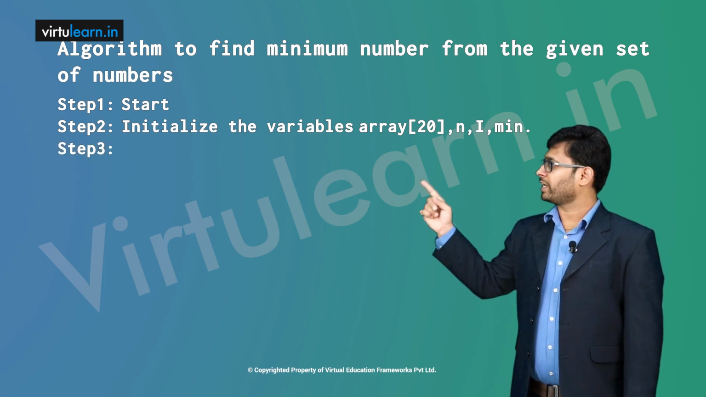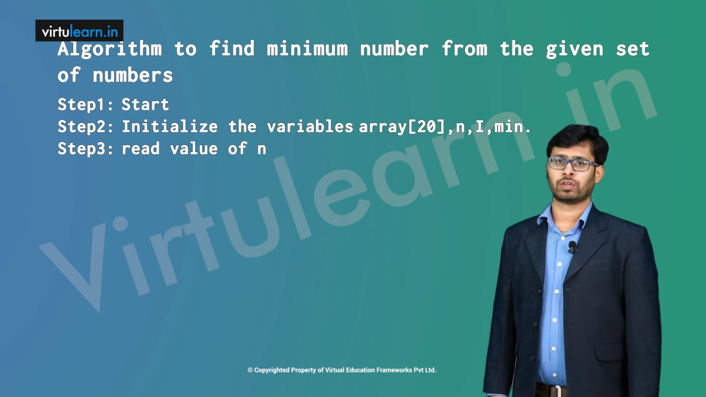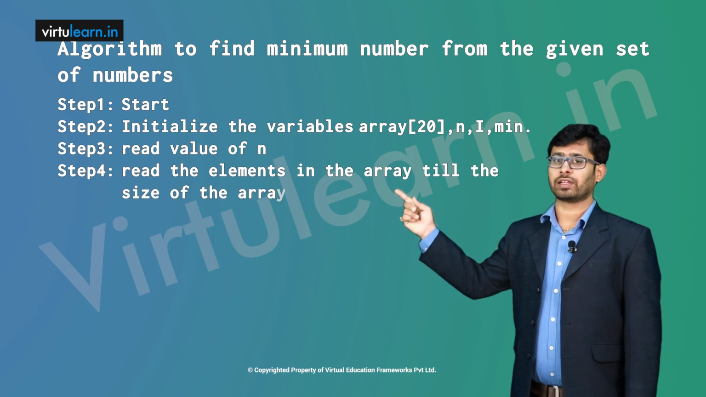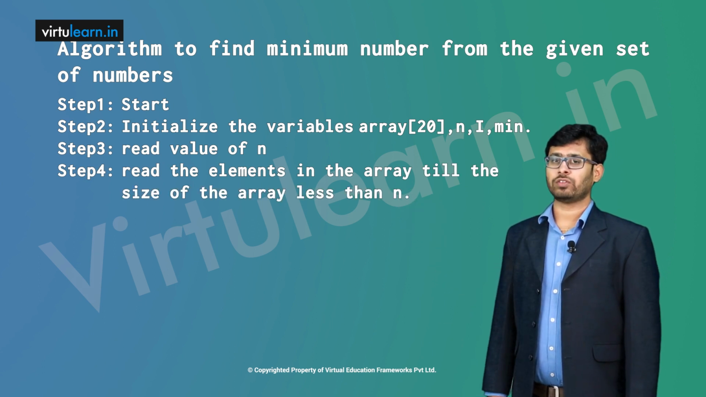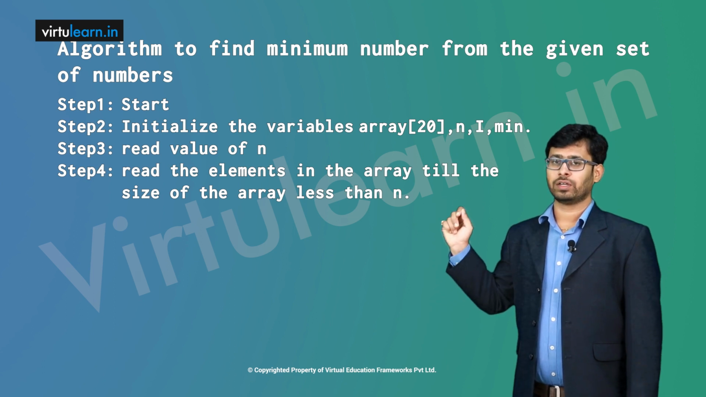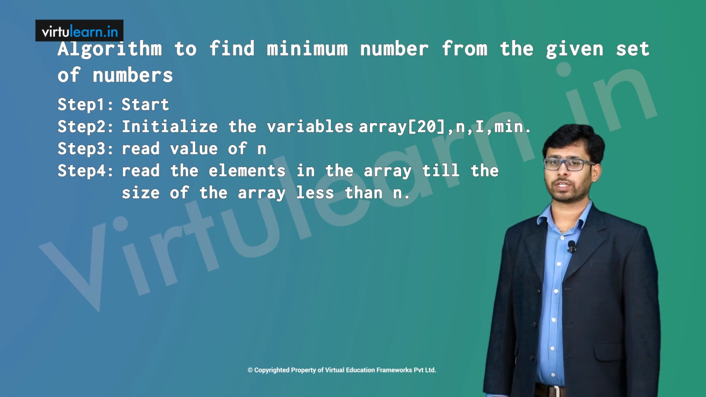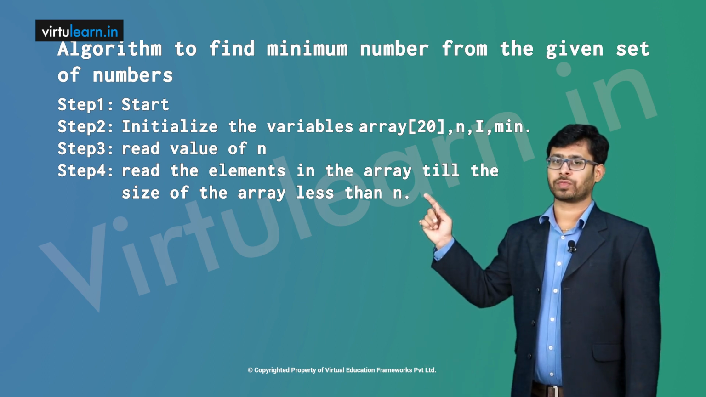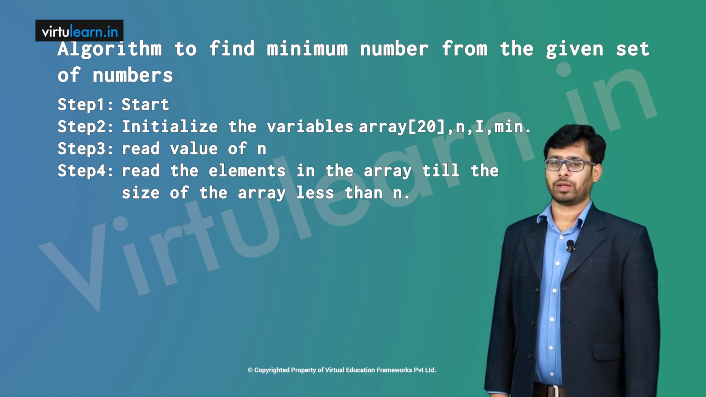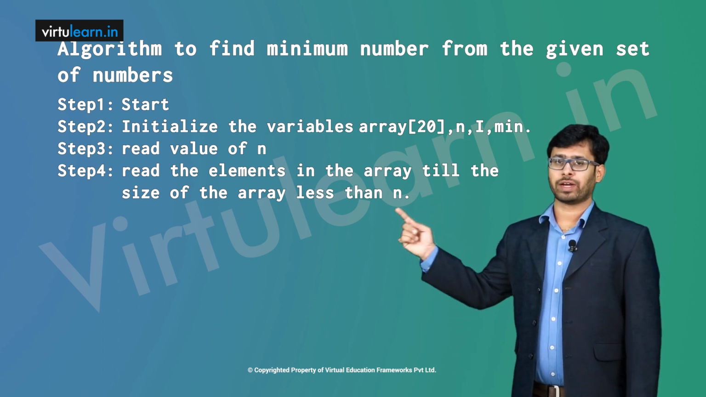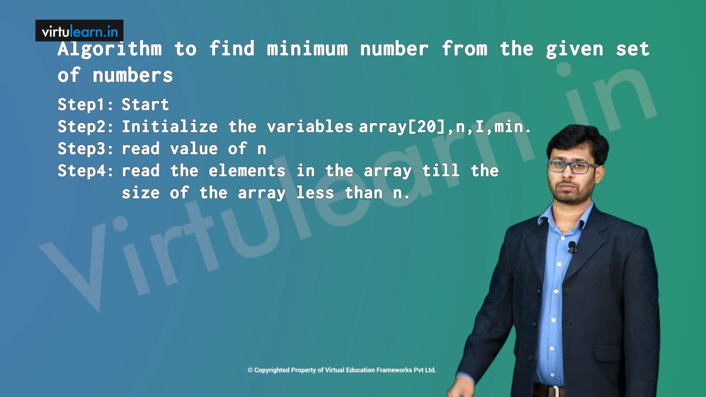Step 3 is to read the n value. Step 4, read the elements in the array while i is less than n, which means we are going to take the iterator i and check the condition i less than n. In total we are reading n elements in the array, because the array index starts from 0 to n minus 1.